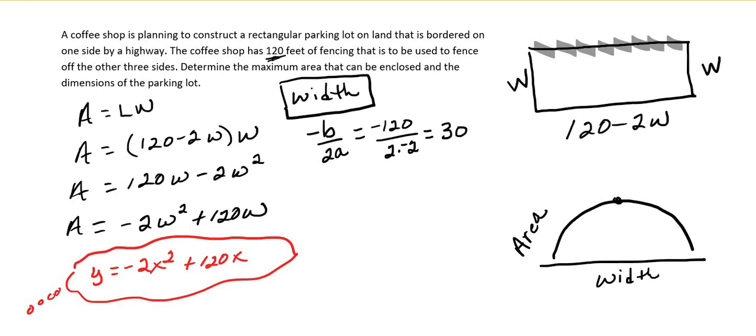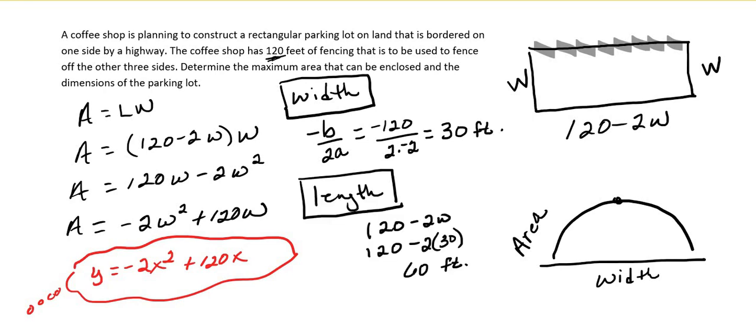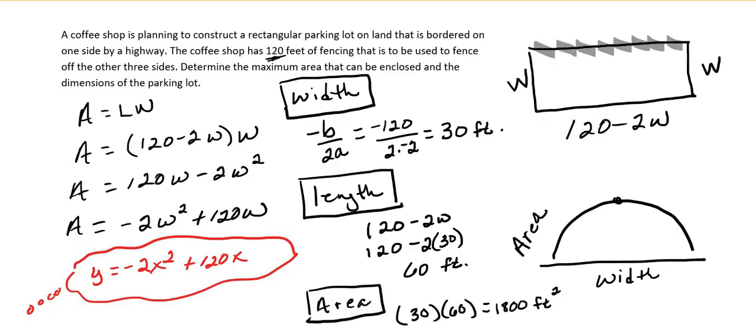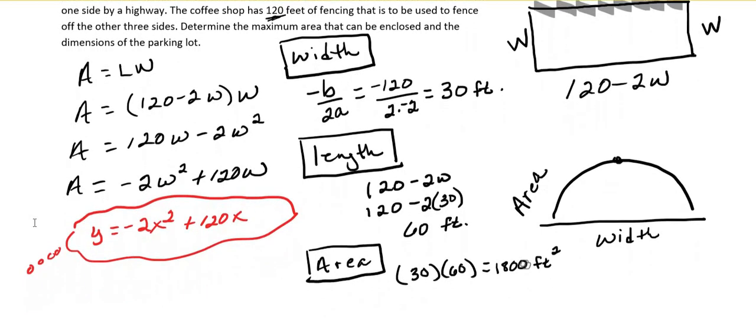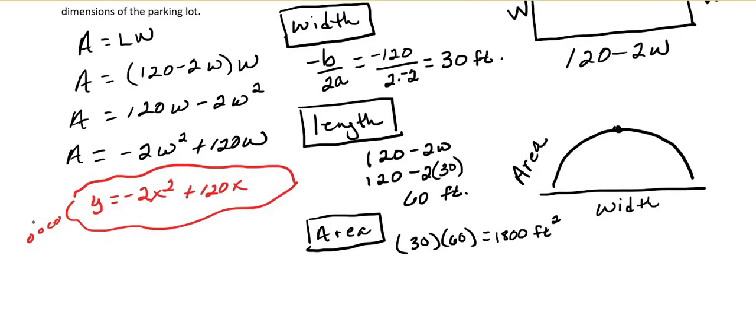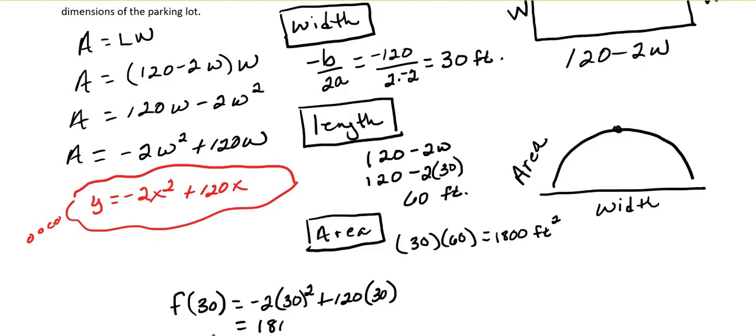Then I need to find the length. So the length is going to be 60 feet. To find the maximum area, I multiplied length times width. And I get 1,800 square feet. Now there is another way that I could have found the maximum area, and that is to find f of 30, because I know 30 is the width that would give me the maximum area. So I could put 30 back in place of x, and that would give me 1,800 square feet as well.